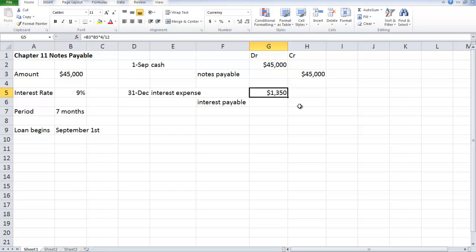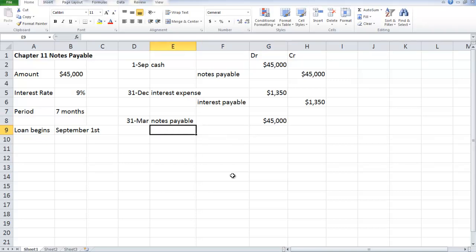So that is the amount of interest that is accrued, that the company owes the bank from September 1st to December 31st. Now, since the loan is not due, we don't need to pay this amount off until March 31st, which is the due date. So our last transaction is March 31st, which is the maturity date or the due date of the loan. So in this particular case, the notes payable gets paid off. So we want to debit the notes payable for the face value of what was owed, which is $45,000.